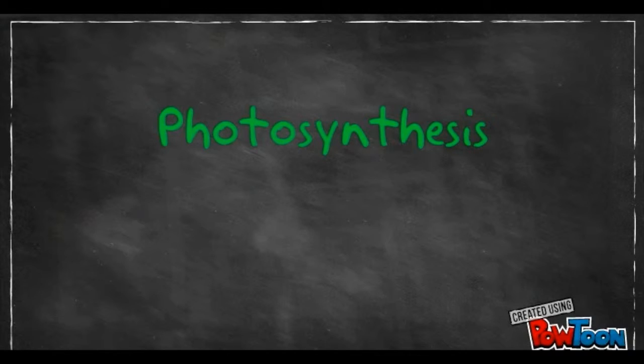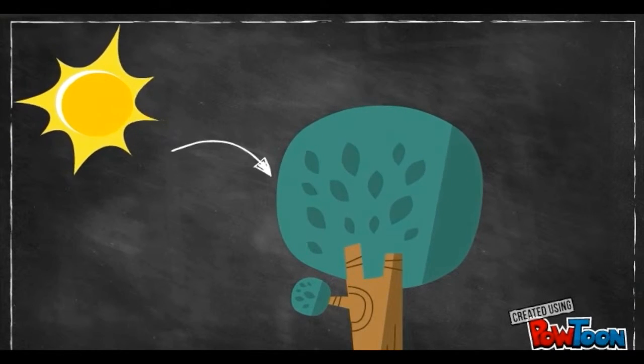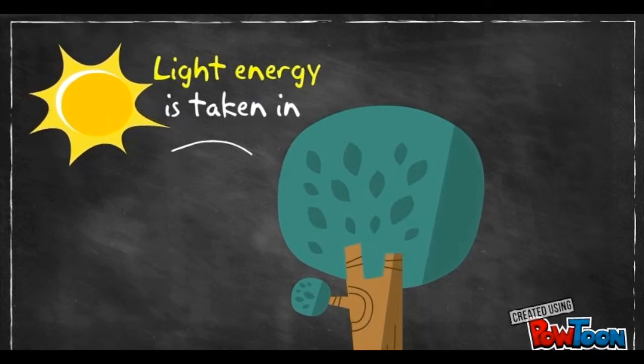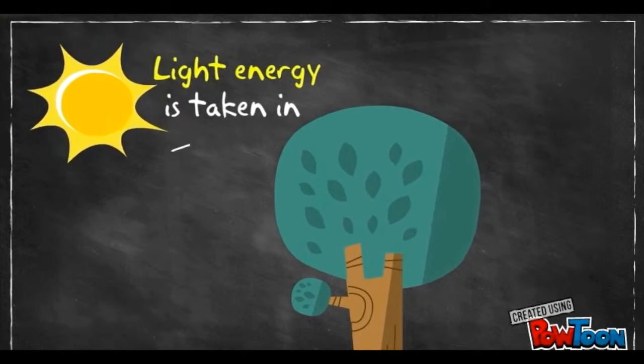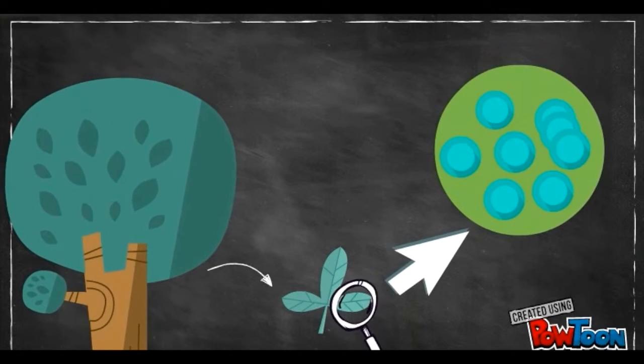Photosynthesis is the process by which green plants and some other organisms use sunlight to synthesize foods from carbon dioxide and water. Photosynthesis is for creating energy for plants to fuel their actions. It takes place in the chloroplasts of the plant cells.